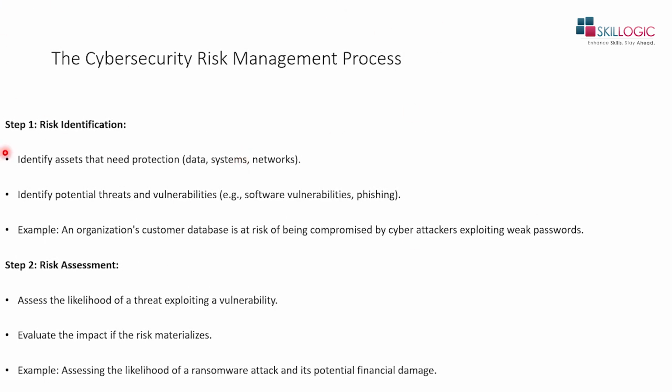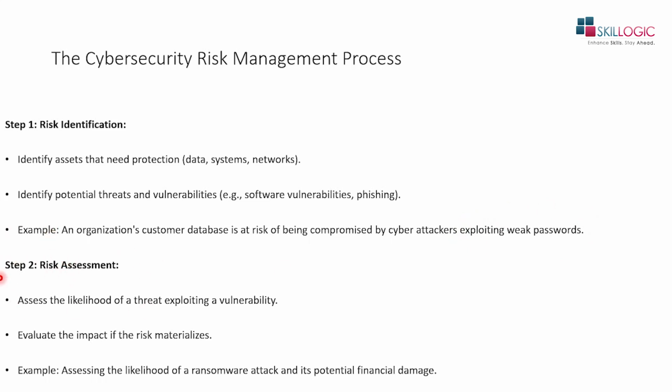In cybersecurity risk management, the first one is risk identification. Identify the assets that need protection, for example data, systems, and networks. Identify the potential threats and vulnerabilities in those assets, like software vulnerabilities and phishing. For example, in organizations, the customer database is at risk of being compromised by cyber attacks exploiting weak passwords. Here, the vulnerability is weak passwords, so we have to escalate that, and the remediation for this one is to use strong passwords.